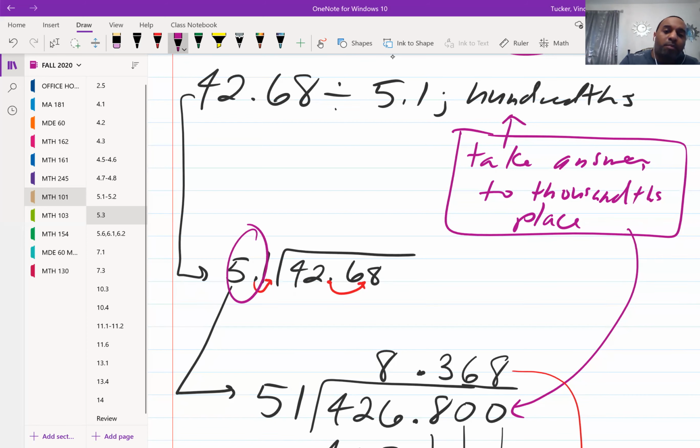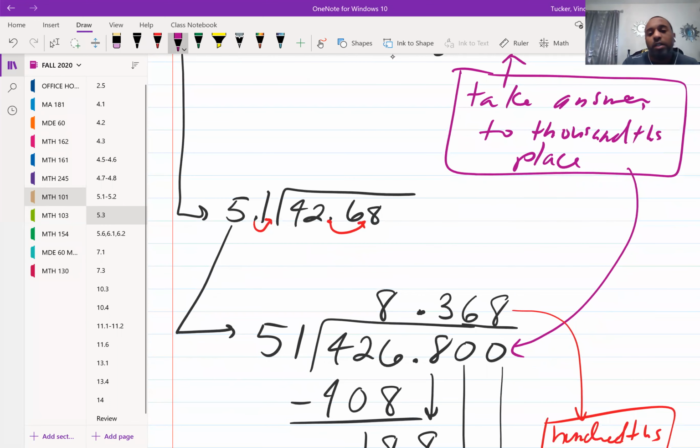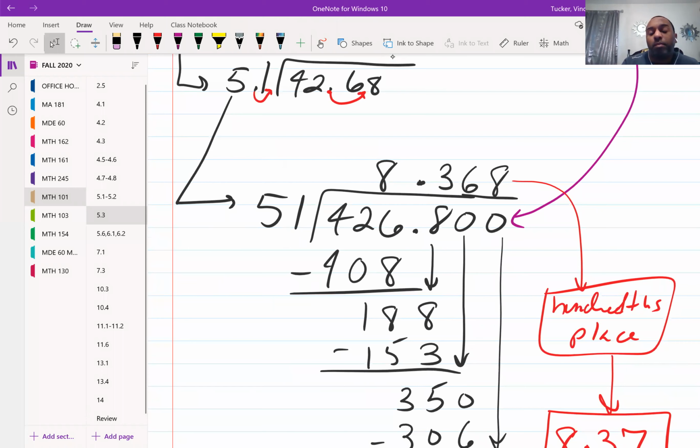So I'm dividing by 5.1. If that's the case, I need to take my decimal to the right one. That gives me the new problem of 51 into 426.8. So I need to take my answer to the thousandth place. So I add these 2 zeros here. So I have 3 decimal places. I already had the 8 there. So I put 2 zeros there to know where I'm going to stop.